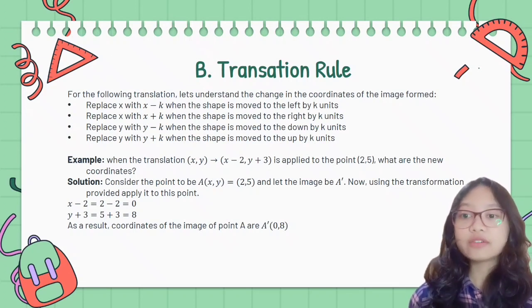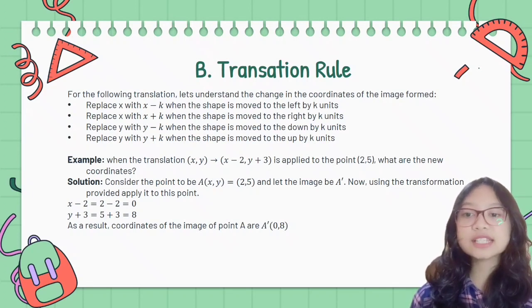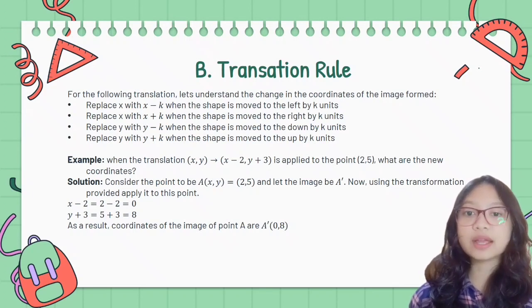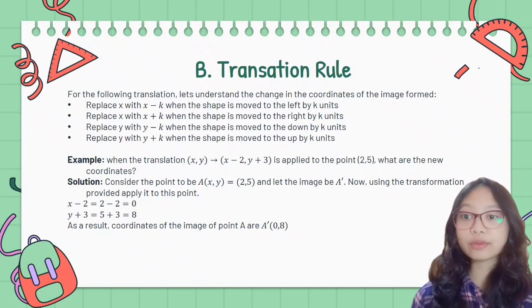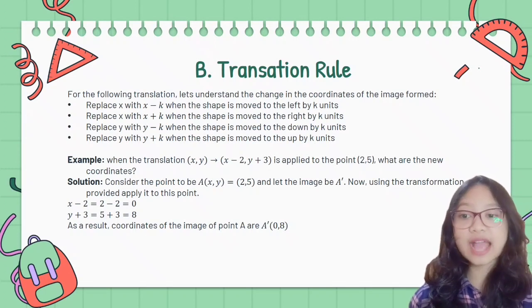Number A, replace x with x minus k when the shape is moved to the left by k units. Number B, replace x with x plus k when the shape is moved to the right by k units. Number C, replace y with y minus k when the shape is moved down by k units. And the last one, number D, is replace y with y plus k when the shape is moved up by k units. Okay, now for the example.